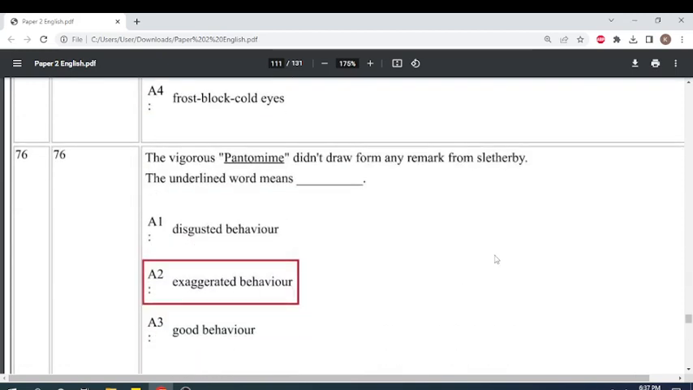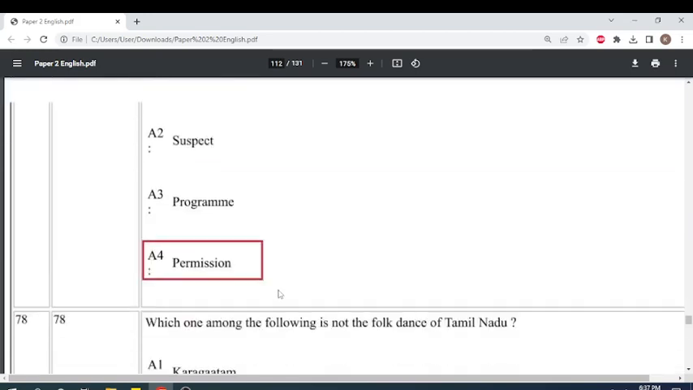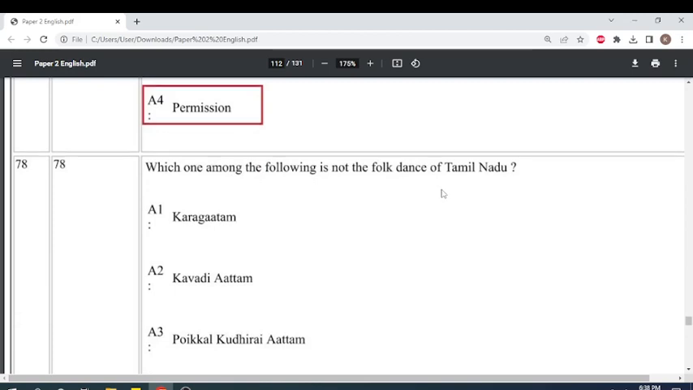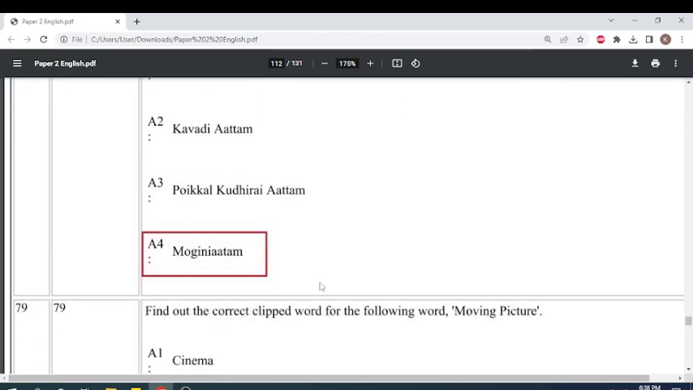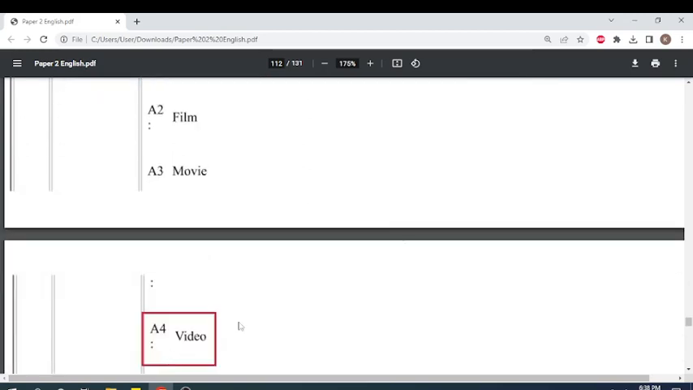76. The vigorous pantomime did not draw any remark from the bystander. The underlined word means A2, exaggerated behavior. 77. Pick out the trisyllabic word from the following words. Answer A4, permission. 78. Which one of the following is not the folk dance of Tamil Nadu? Answer A4, Mohini Attam. 79. Find out the correct clipped word for the following word, moving picture. Answer A4, video.